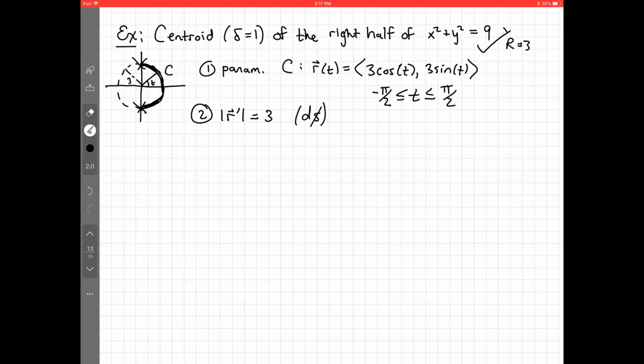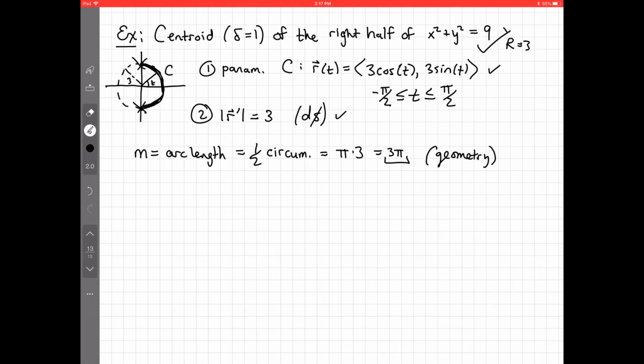Now let's go ahead and start calculating stuff. Something I probably should have started with is mass, right? Keep in mind that mass is just arc length. And so this is half of a circumference of the circle. So we know that all that is pi times the radius. So we actually didn't need to do anything here. We didn't need our parameterization or ds to figure that out. We got this basically by geometry.